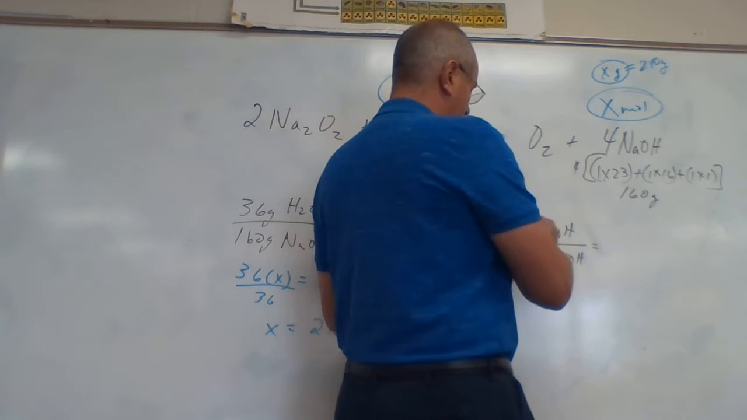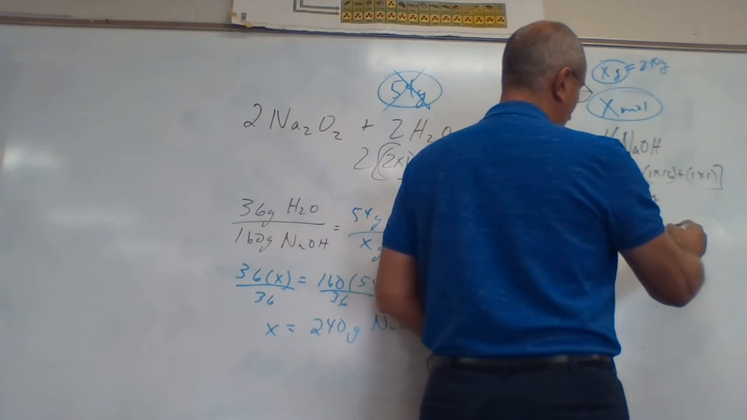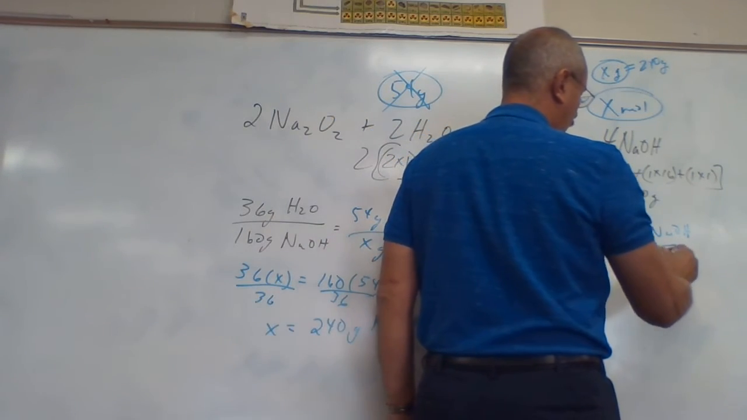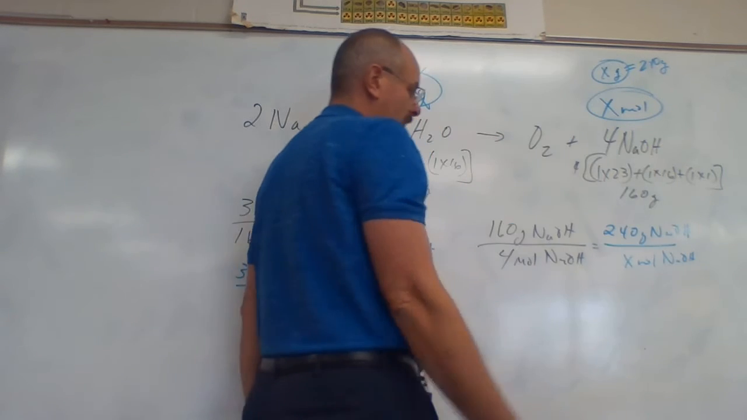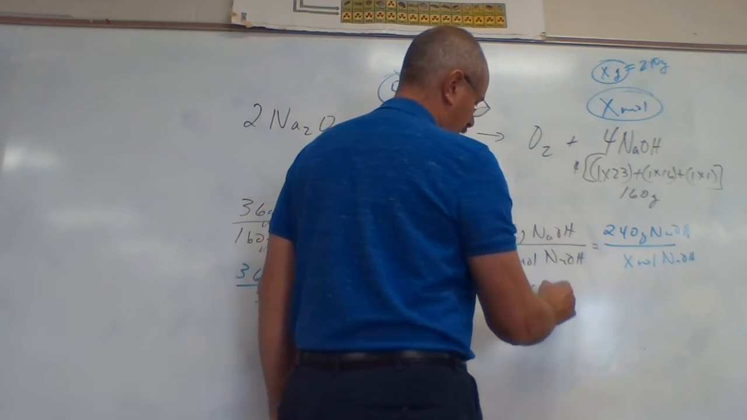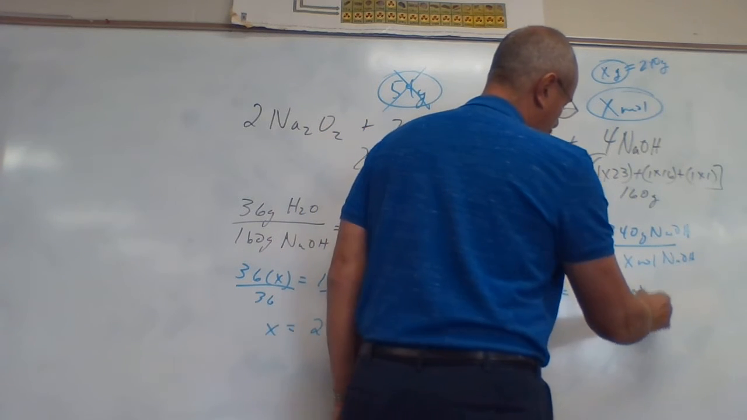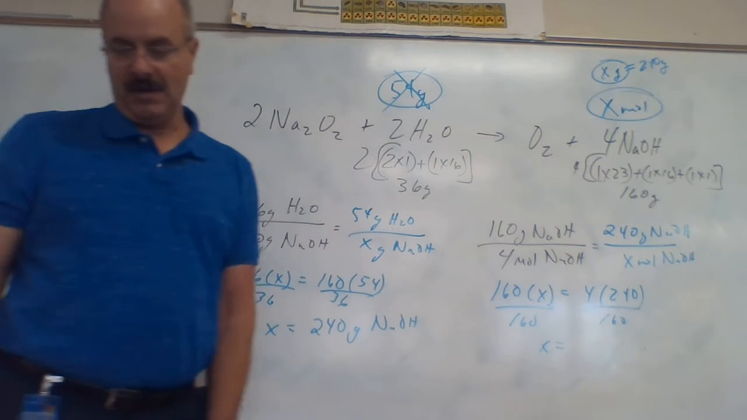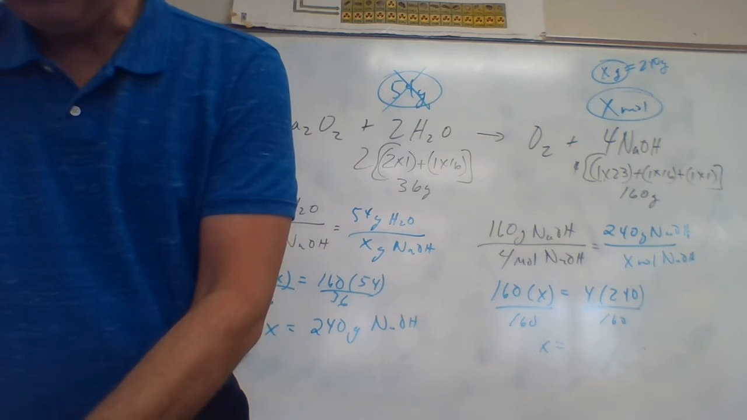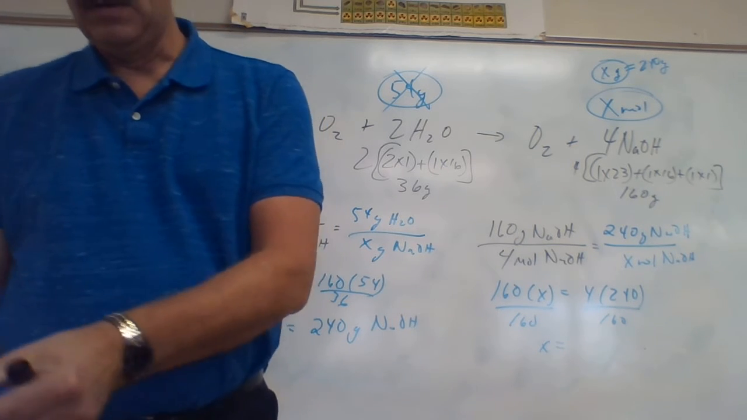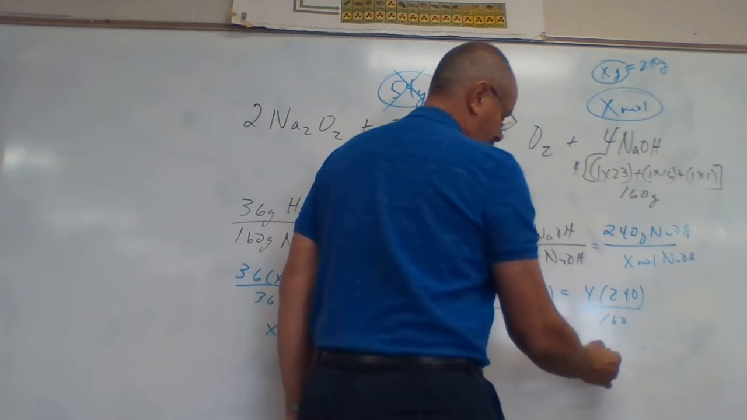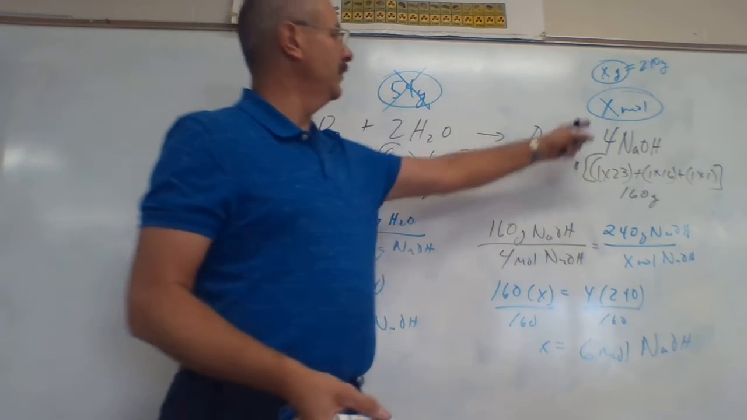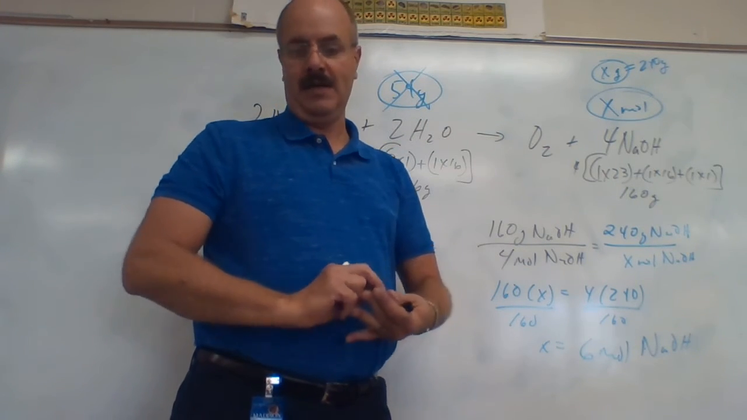All right, so now I go, well, I don't have 160, I got 240 grams of NaOH. That's what we found out. And we're going to change that into X moles of NaOH. Cross multiply: 160 times X equals 4 times 240. Divide by 160, divide by 160. And X ends up giving an answer of 6 moles of NaOH. Is that what they were asking for? Yep, they want to know X moles of NaOH. So good, all right, so we got that then.